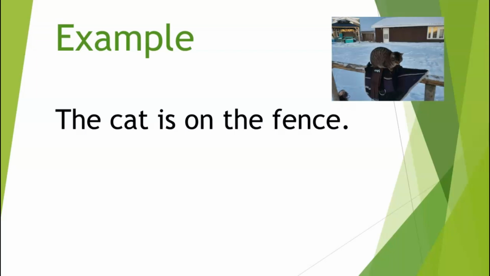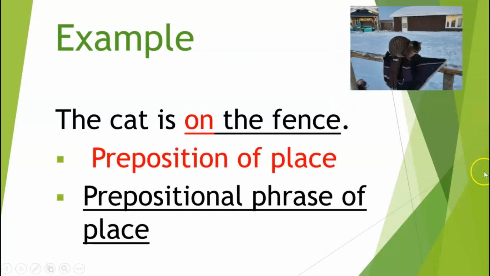Now, the prepositional phrase of place in this sentence is on the fence. The preposition of place is on, and the prepositional phrase of place is on the fence. So prepositional phrases will begin with prepositions of place, such as on. As we go through these, you'll have a better understanding of what prepositional phrases of place are.